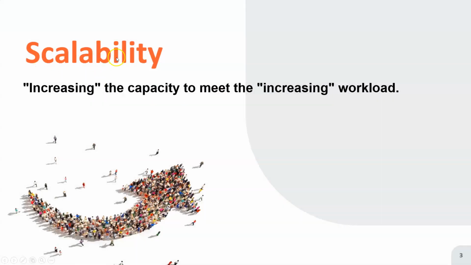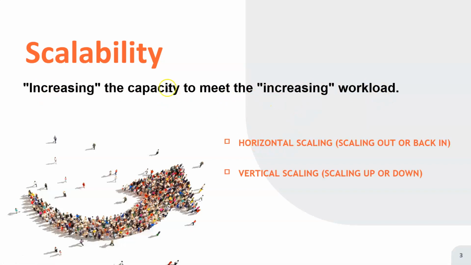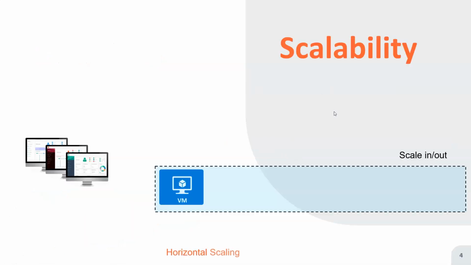Now, scalability. Scalability is increasing the capacity to meet the increasing workload. And there are two types of scalability: horizontal scaling and vertical scaling. All right. So now we know scalability is just to increase the capacity to handle the incoming traffic, right? So let me quickly show you here.